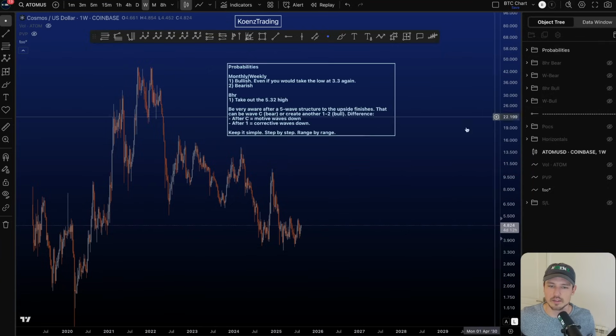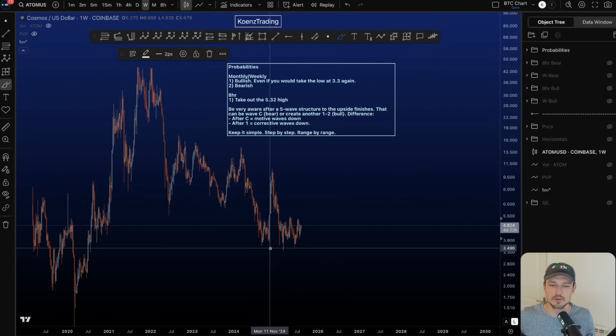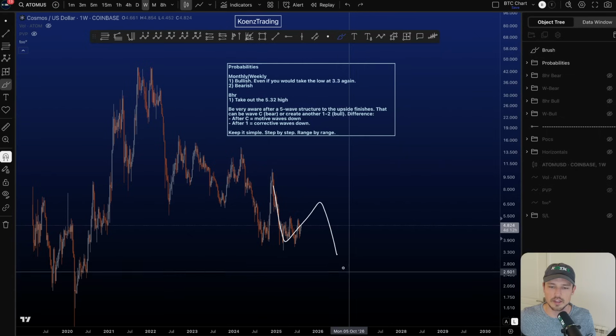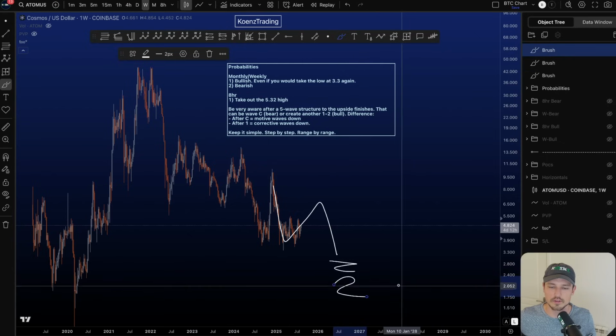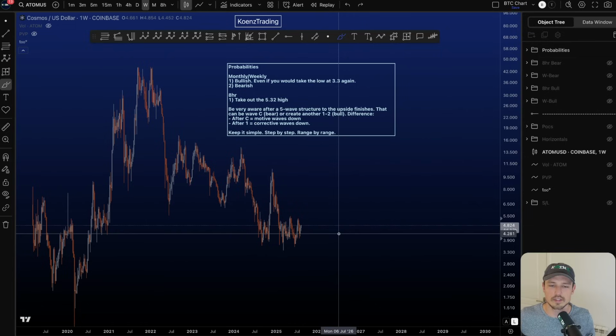So then finally, the probabilities. On, let's say, a weekly time frame, right? Monthly, weekly, just a very high time frame, the probabilities are highest for the bulls. Even if you would take out this low again, right, in another ABC to finish wave Z in a bigger wave 2, right? It's still bullish as you would look for price to continue towards the upside.